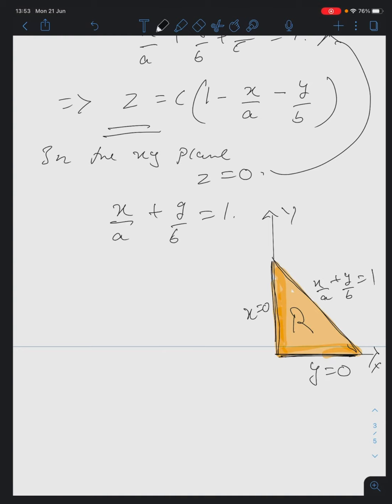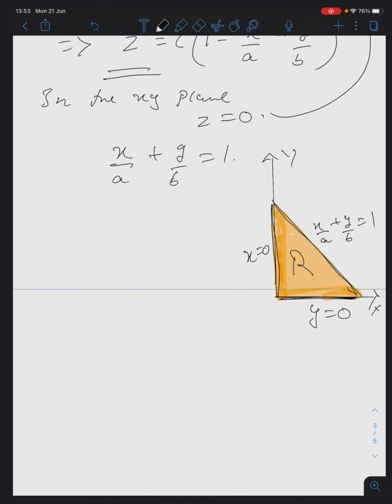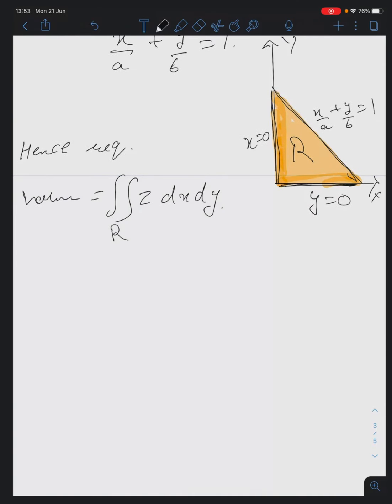Yes, ma'am. Okay, so now you have this thing, you need to get the double integral from this one. You can take either the horizontal strip or the vertical strip, it's your wish. So the required volume is given by the double integral over the region R of z dx dy, or whichever method you want to write, dy dx, it's okay. So this will be the double integral, z is what? c into 1 minus x by a minus y by b dx dy.